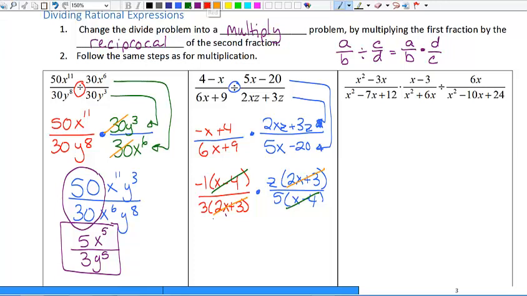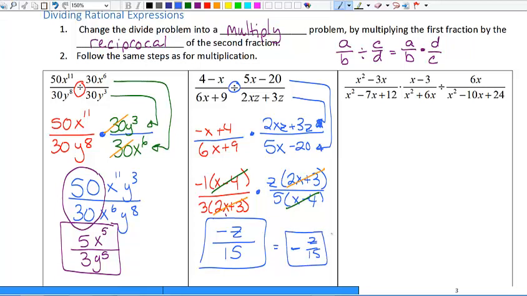Let's multiply all of our remaining factors. Negative 1 times z is negative z. 3 times 5 is 15, and that's my final answer. You could also put the negative out in front. Usually if you leave the negative in the numerator, that's fine. Some people find it problematic to leave the negatives in the denominator.